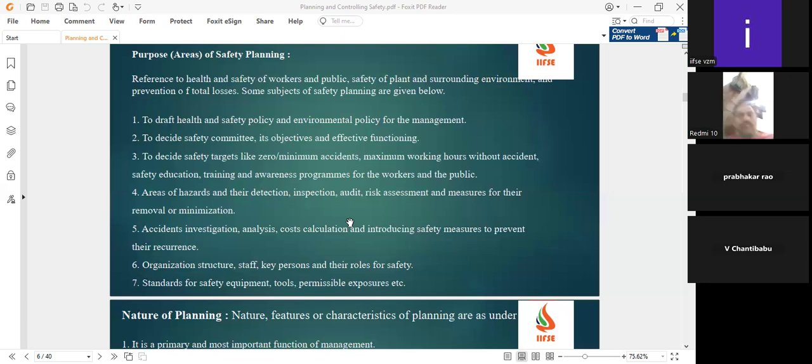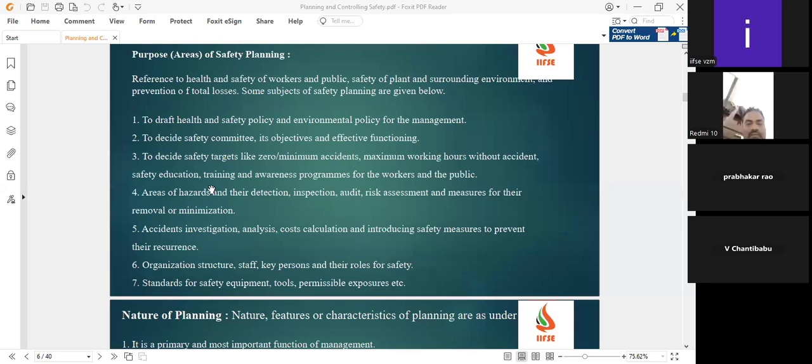Because risk is there, definitely we have to see that any incident or accident or any uneven thing will not happen. For that, all areas have to be taken care of. That's why, if you see the 1 to 7 of the purpose of area safety planning: draft health and safety policy, safety committee meetings, safety targets. Because of increasing production, what is the target? We know it, but incidents may happen because of changing scenarios.